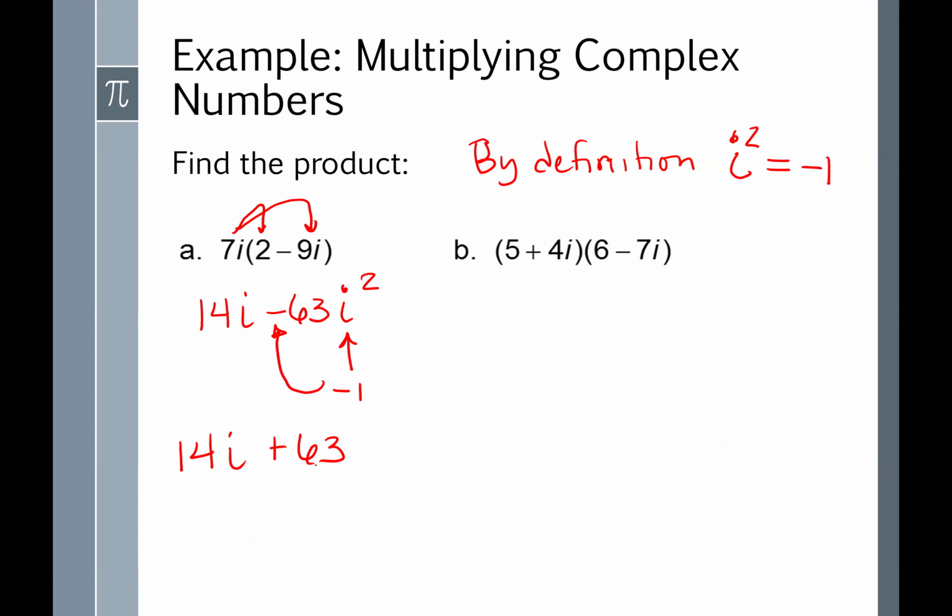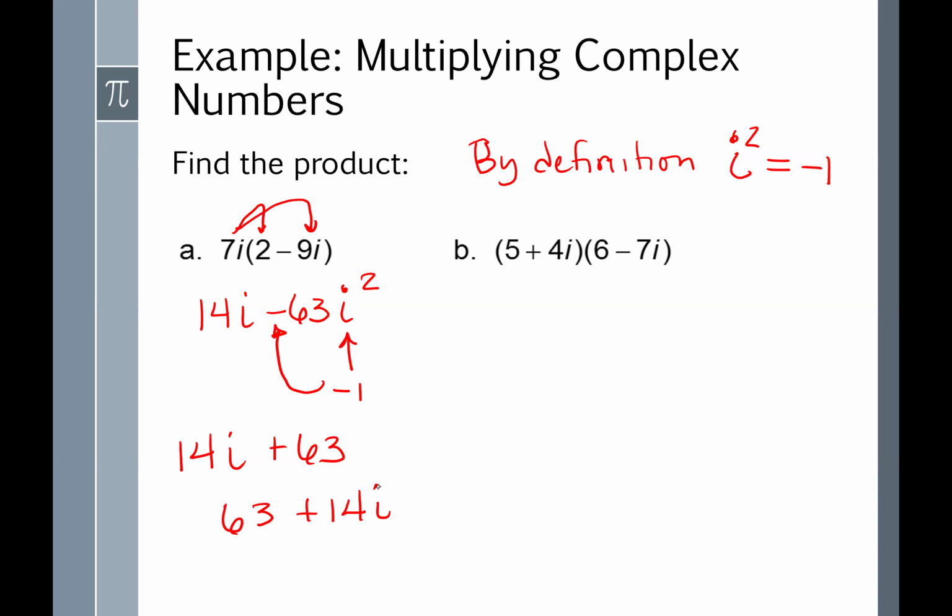And then Pearson can be really picky. And it wants you to write the real part first and the imaginary part second. As a matter of fact, if you do this on your calculator, it will write it as 63 plus 14i. So it will put it in standard form. This is standard form where the real part comes first and the imaginary part comes second.